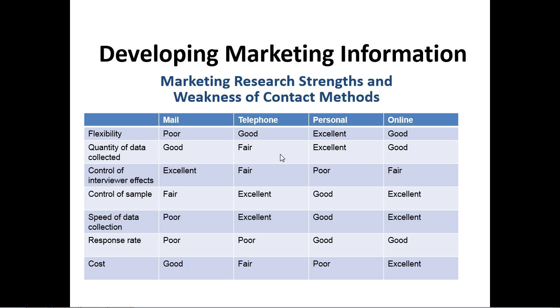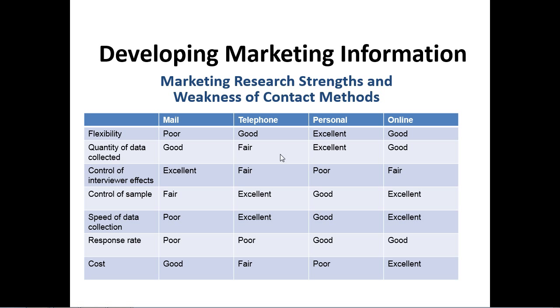So here are just some examples of the pros and the cons and the different kinds of contact methods: online, personal, telephone, and mail. Mail is probably the oldest. Well, probably the oldest is personal, and mail is second. Telephone is probably third. The newest one that we have is online. I'm not going to go through each one of these. I could ask you something like this on an exam.